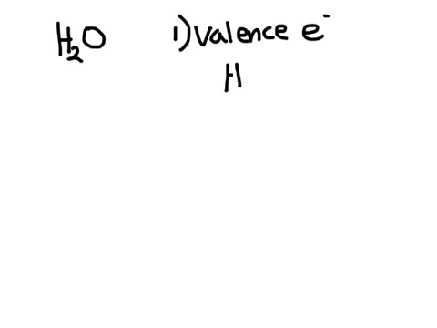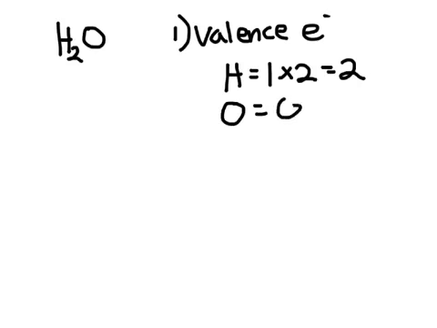H2O, our buddy water. We have to add up the valence electrons. That's always the first step. We know that hydrogen is in the first group, oxygen is in the sixth group. So hydrogen is going to have 1 valence electron. There are 2 hydrogens, so you have 2 electrons that are brought by hydrogen. Oxygen equals 6. There's 1 of them, so there are only 6. You add them up, there are 8 total electrons.